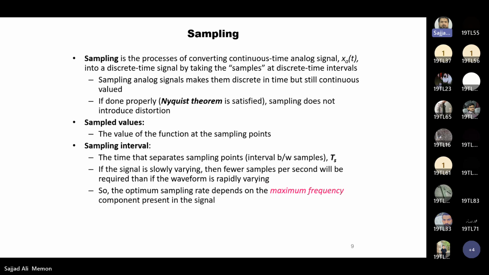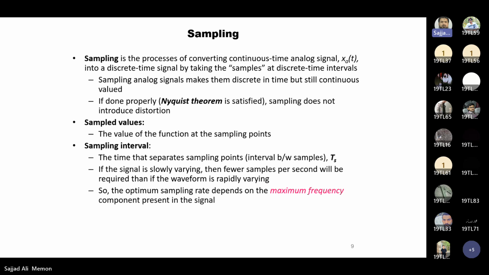We have three types of sampling: undersampling, sampling at this Nyquist rate, that is at the exact value of twice the maximum frequency, and oversampling. One will be less than twice the maximum frequency, and one will be greater than twice the maximum frequency. That is undersampling, real sampling or the Nyquist sampling, and the oversampling.